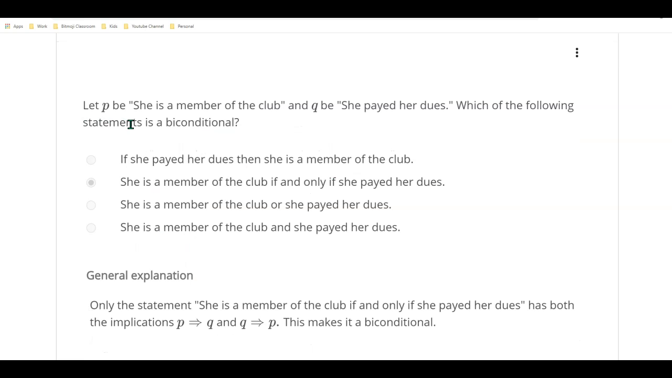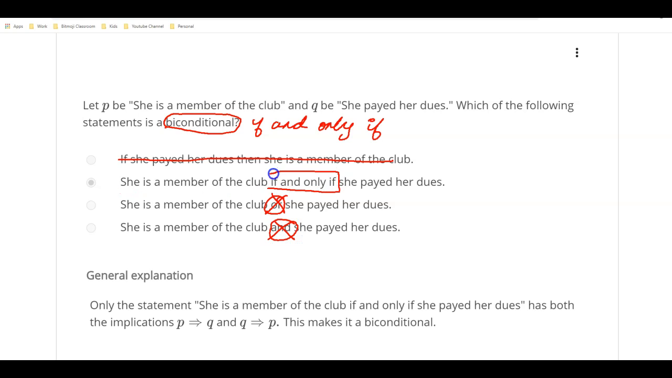Let's look at this problem here. Let P be, she is a member of a club, and Q, she pays her dues. Which of the following is biconditional? Remember biconditional, the keyword is if and only if. Okay, so this is not my option because it says if then. She is a member of the club or, I don't need a or. Member of a club and, I don't need an and. What am I left with? If and only if. So this is my option. Always keep it simple.